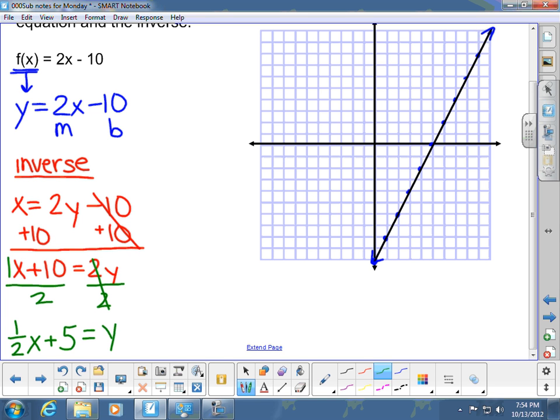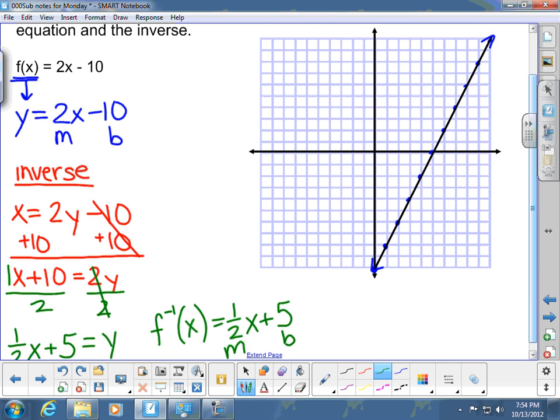Since the original equation was written in function notation, we want to write the inverse with function notation. And for inverse, we're going to write f negative 1 of x equals 1/2 x plus 5. If we graph that, the line has a slope of 1/2 and a y-intercept of positive 5. So we can begin at positive 5 on the y-axis and move up 1 over 2.